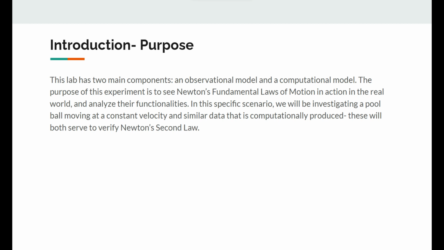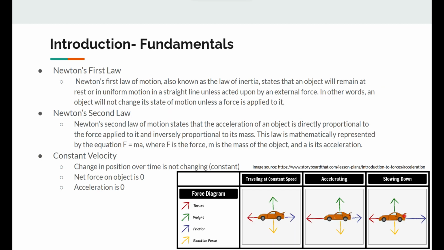The purpose of this experiment is to see Newton's fundamental laws of motion and action in the real world and analyze their functionalities. In this specific scenario, we will be investigating a pool ball moving at a constant velocity and similar data that is computationally produced. These will both serve to verify Newton's second law. Before we go further into the lab, it is important to have a solid understanding of some of the fundamental concepts of physics and see how they play a role in this experiment.